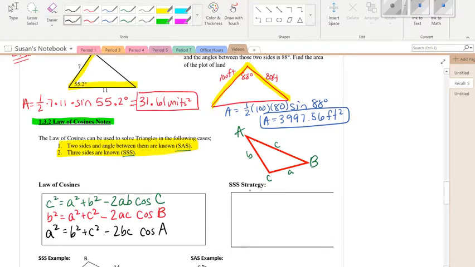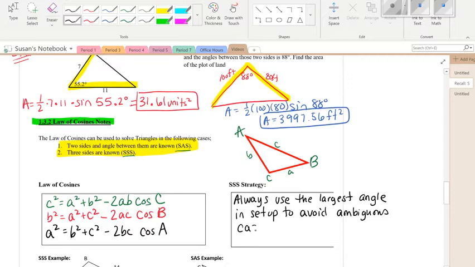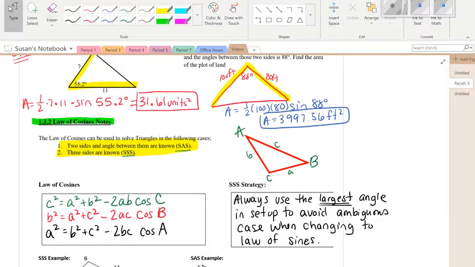So there is a side strategy. Always use the largest angle in setup to avoid the ambiguous case when changing to law of sines. Again, we haven't talked about the ambiguous case, but it is an issue. So whenever you're doing the law of cosines, you can then switch over to use the law of sines. But when you do, it's really important that you use the largest angle. Otherwise, you could end up with something that's not correct. So just keep that in mind. That's something that we're going to do as we solve these problems.